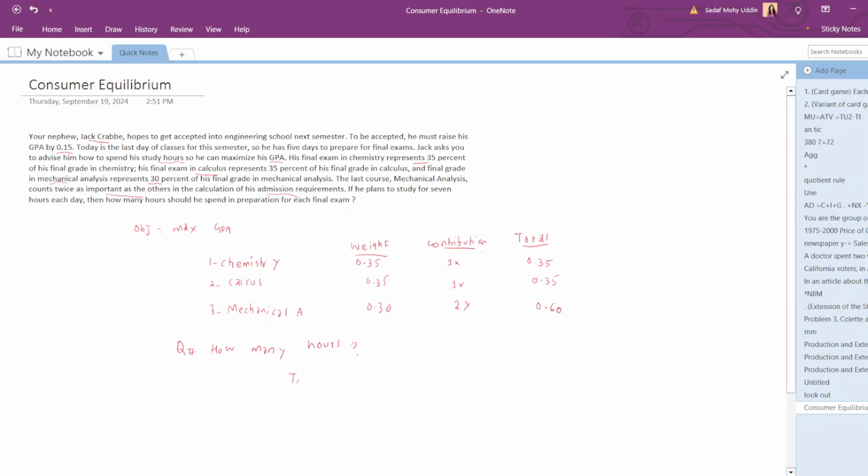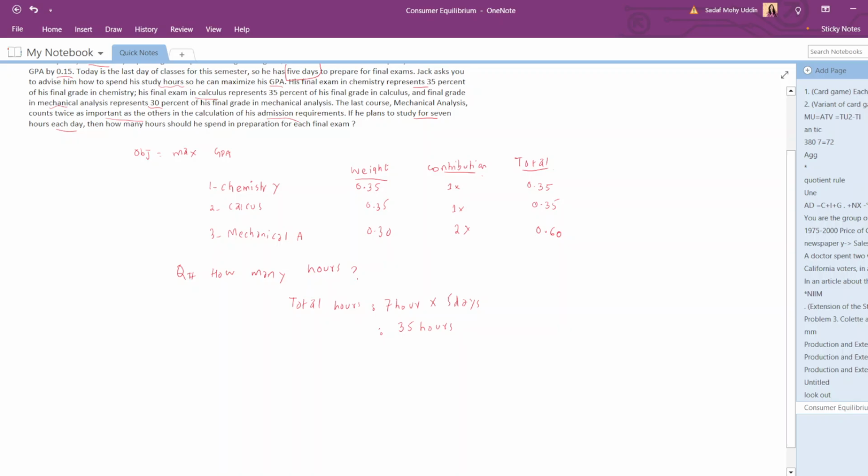First we're going to start with how many total hours we have. He can only give 7 hours a day, and there are 5 days. So 7 hours times 5 days. The information of 5 days is given over here. So it's 7 times 5, which is 35 hours. So now we have the total hours. Total hours for Jack is 35. We have answered this part.